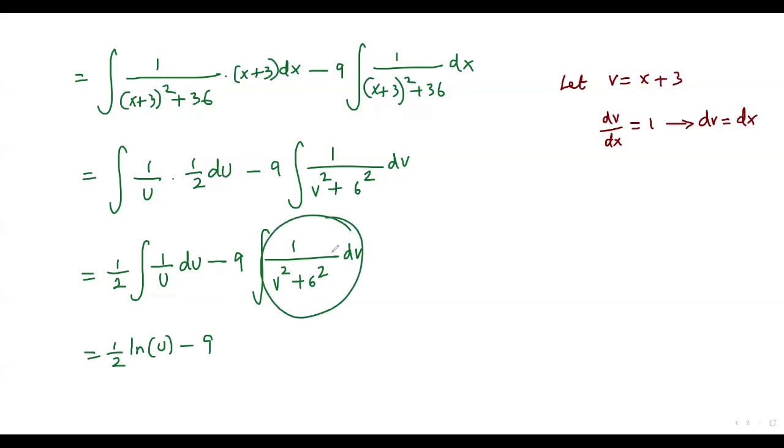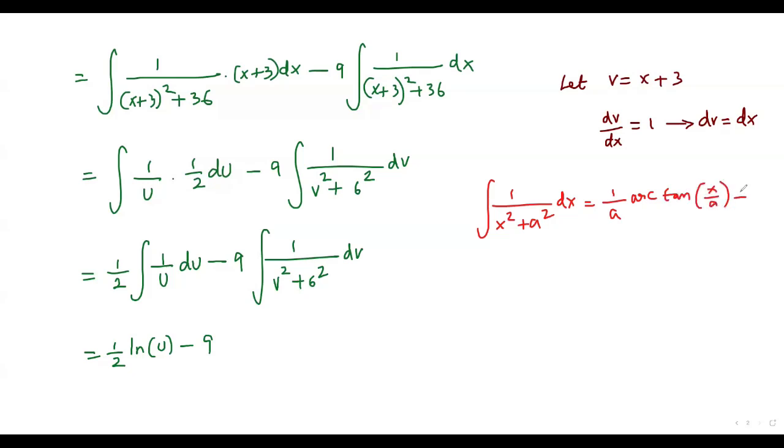So what is the integration for this one? There is a formula for this one. Let me consider the integral of 1 over x^2 + a^2 times dx. Here x is a variable and a is a constant. So the formula for this one is 1 over a times arc tangent of x over a, plus c.